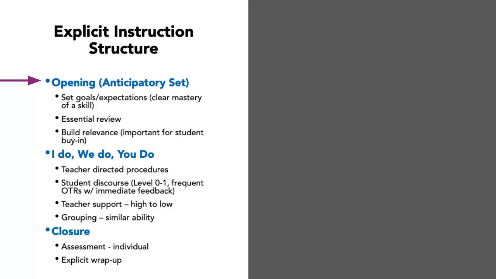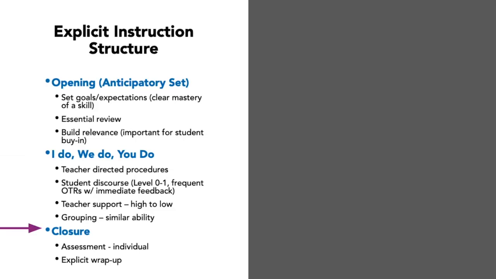Also in that opening, you should build relevance for students and provide some essential review of prerequisite skills that will be needed for the critical content. The body of the lesson is usually an I do, we do, you do format where you model the skill, do some guided practice, and then when they are ready, do some independent practice. You start with high support of modeling and then slowly back off the support toward independence. When you use this method, students are usually grouped with similar ability levels because you are targeting narrow skills.